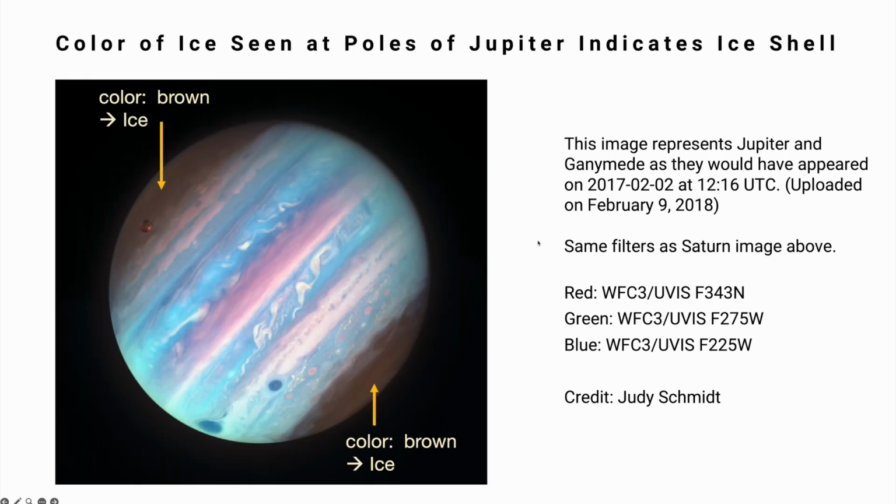Then in this picture we see that the brown, where there isn't space between the different particles, shows ice in the polar regions of Jupiter. The same filters were used for this image as the previous image, and this is an indication that they're of the ice shell visually.